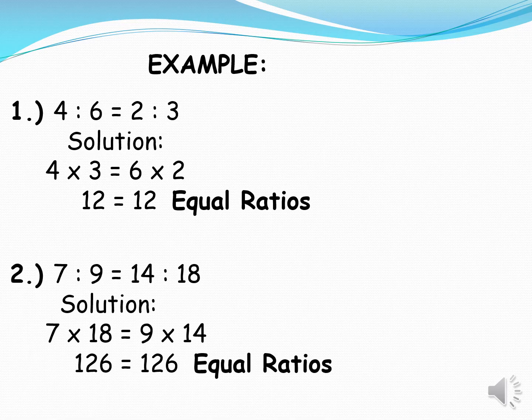Example number 2. 7 is to 9 is equal to 14 is to 18. So we have here our solution. 7 times 18 is equal to 126. Then we have 9 times 14 is equal to 126. So they are also equal ratios.